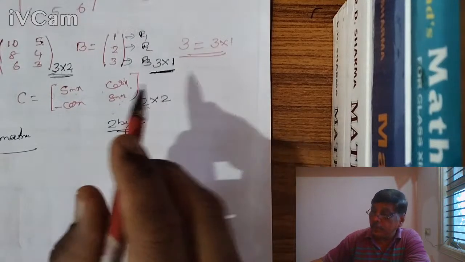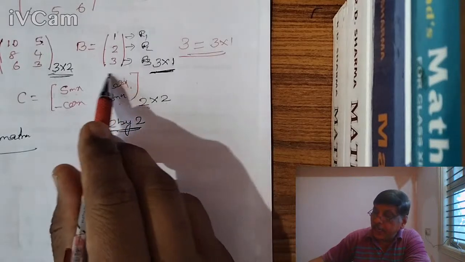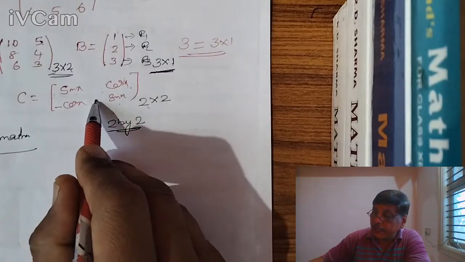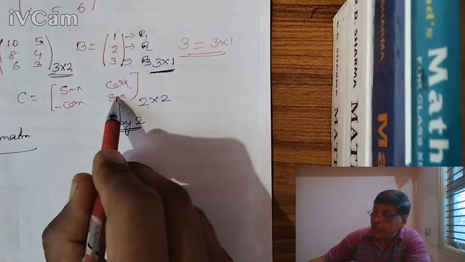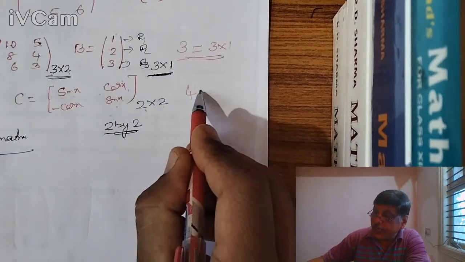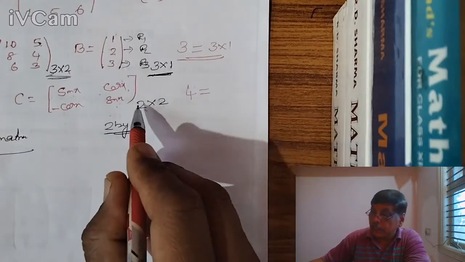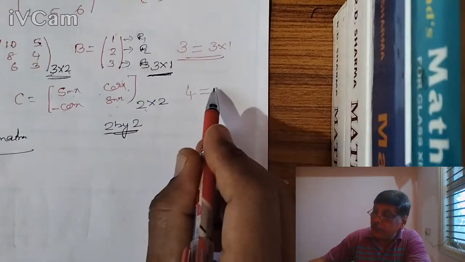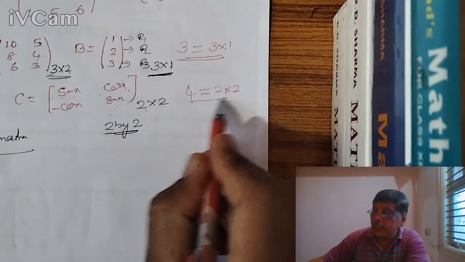Next, when we come to the matrix C, again you count the number of entries in the matrix C. 1, 2, 3, 4. There are 4 entries, or 4 elements. That 4 is equal to the number of rows into the number of columns, that is 2 into 2, which is equal to 4.